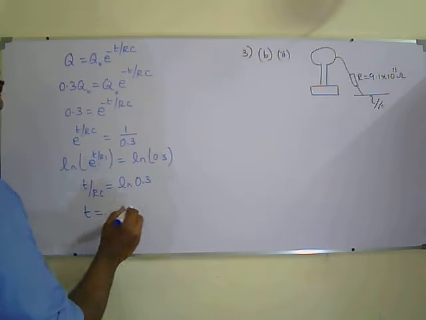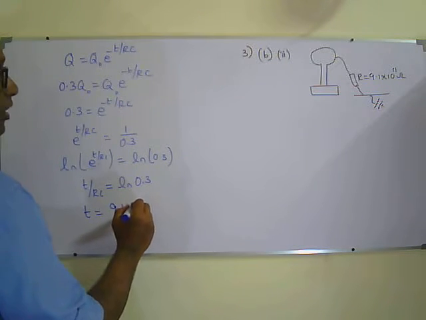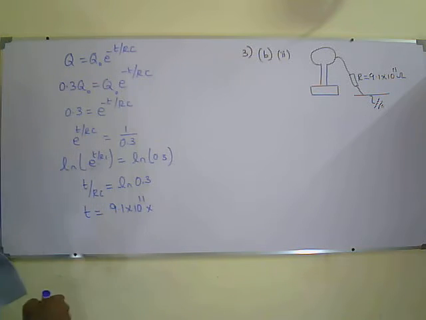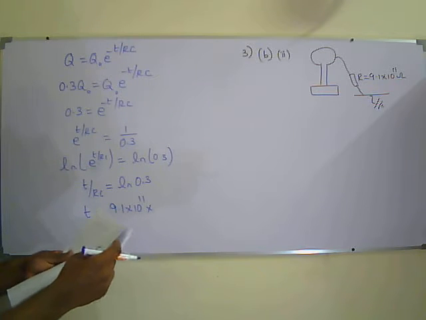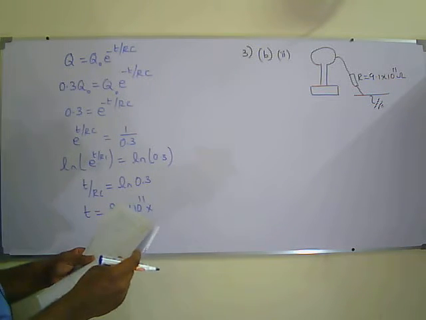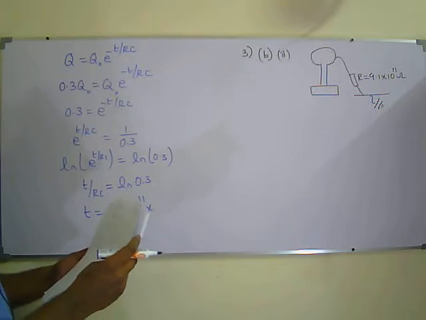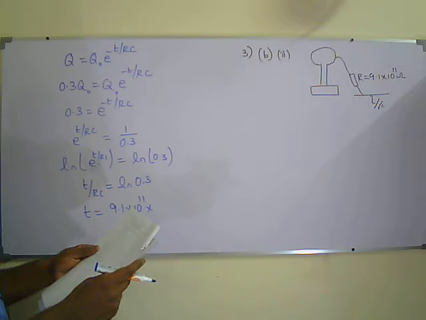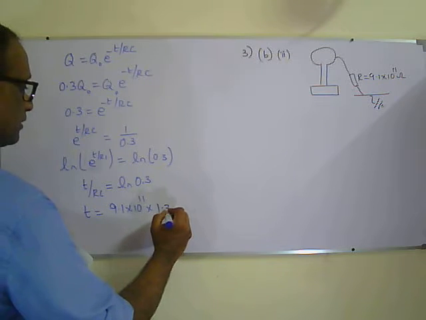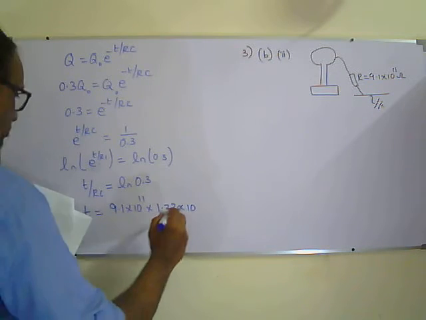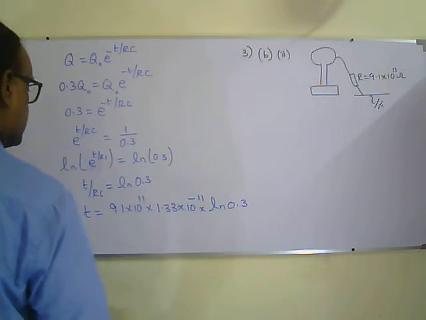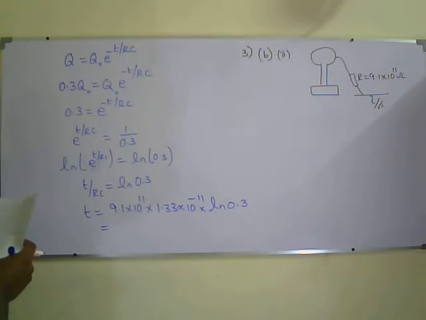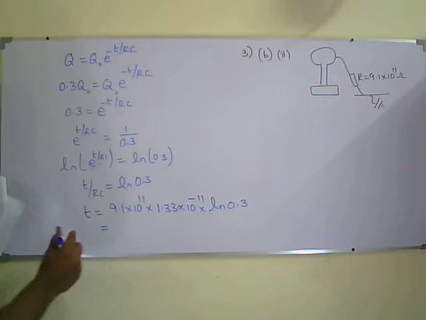We know the resistance, that is 9.1 times 10 to the power 11 ohm. The capacitance, we already found it. We found the capacitance as 1.33 times 10 to the power minus 11 farad, into ln 0.3. Solve it, you will get the time. So the time will be 14.6 seconds.